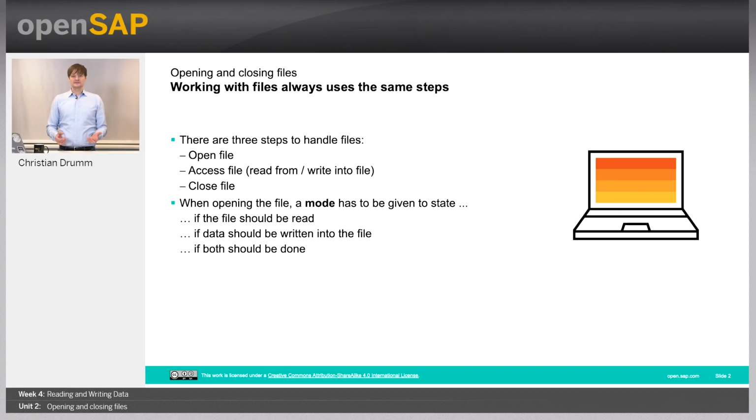When you work with files in Python, you always use the same steps. Working with files basically consists of three steps. The first step is opening the file. Then you access the file to read or write its content. And finally, you close the file again.